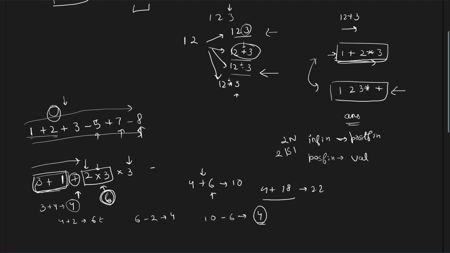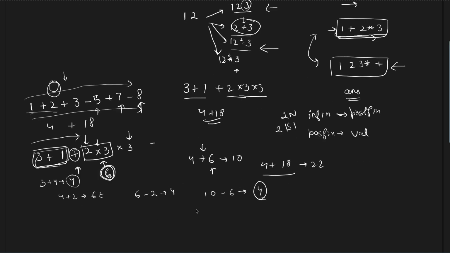So you see, this way, at the last stage we did 4 plus 18, and this is exactly what we should have done. If it is 3 plus 1 plus 2 into 3 into 3, then this is 3 into 3, 9, 9 into 2, 18, and this is 3 plus 1, 4. So 4 plus 18. This is exactly what we should have done, and it is coming out to be the same.